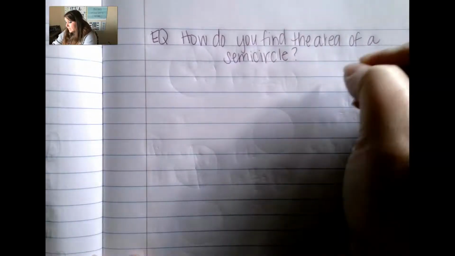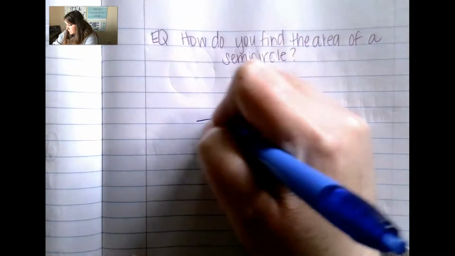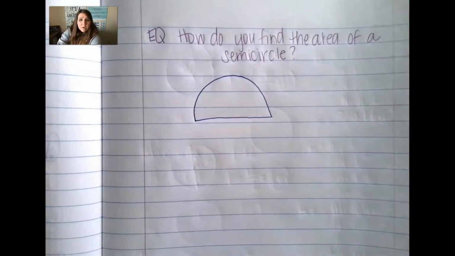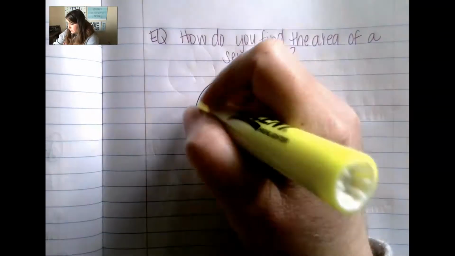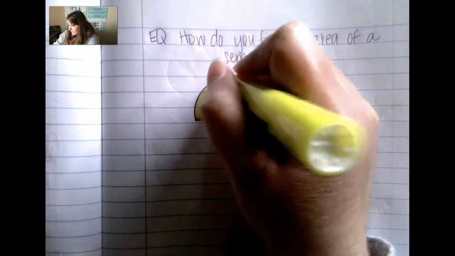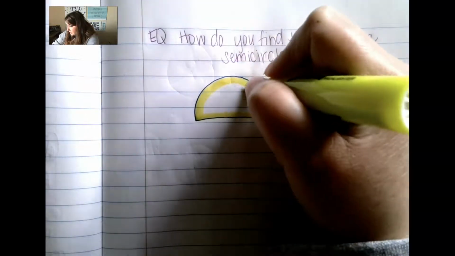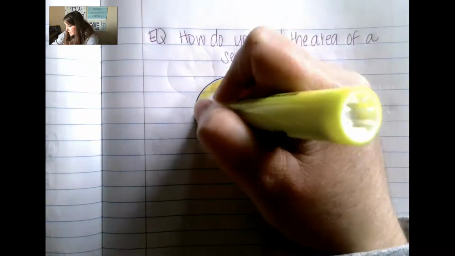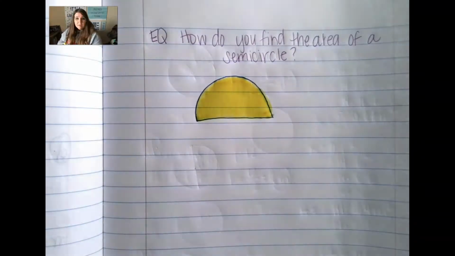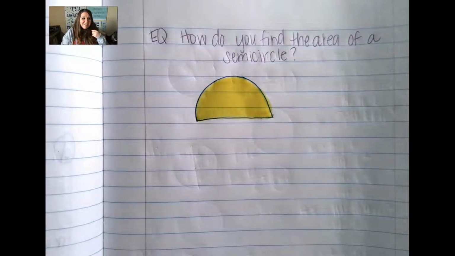So what we're looking at is a semicircle. Here is half a circle, and we are looking at the inside of the half circle. You can think of this like half of a pizza. How much food is on the inside, or how much space does half of a pizza take up? What's the area of it? Kind of looks like a taco. So we are going to look at area of a semicircle.